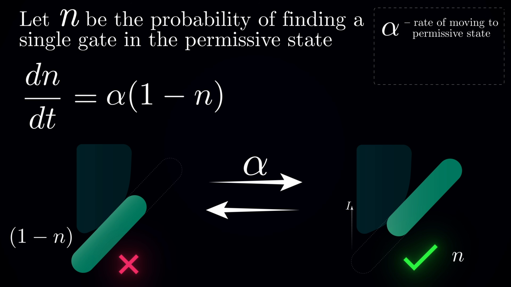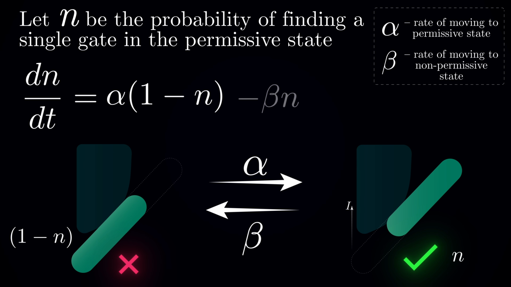Alternatively, n can decrease if one of the gates that is currently in the permissive position changes its state to non-permissive. By definition, at a given moment, there are n permissive gates, and we can denote the rate of closing as beta. This results in the following differential equation, where both opening and closing rates depend on voltage.